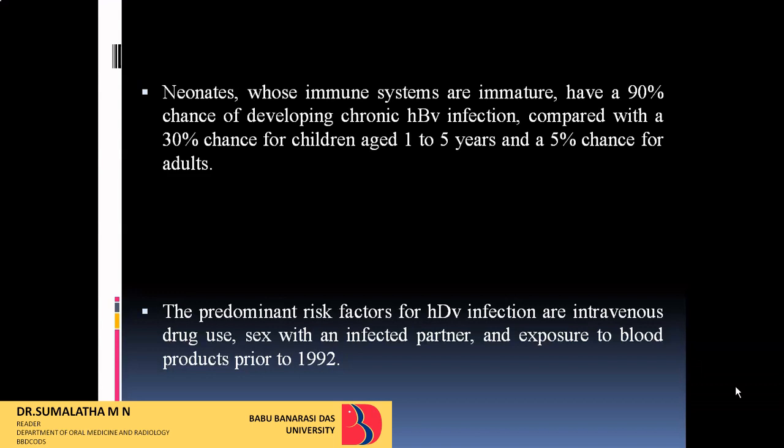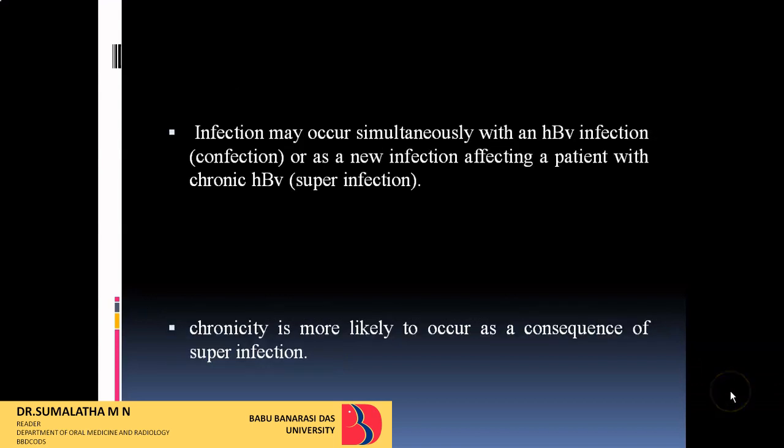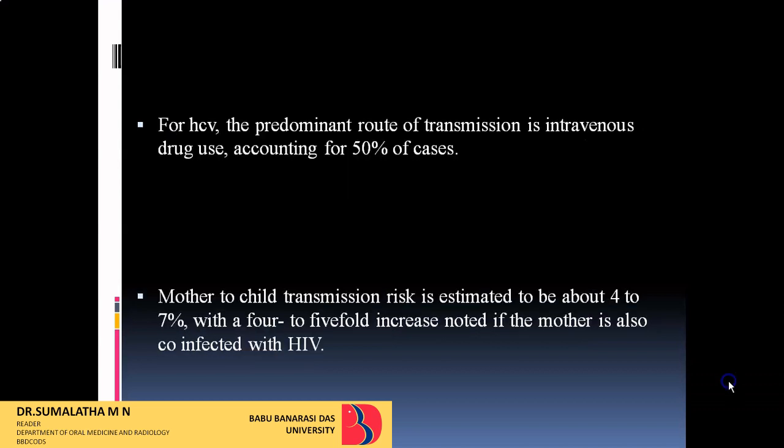The predominant risk factors for hepatitis D infection are intravenous drug use, sex with an infected partner, and exposure to blood products prior to 1992. The infection may occur simultaneously with hepatitis B infection, which is termed co-infection, or it can also occur as a new infection affecting a patient with chronic hepatitis B infection. This is termed superinfection. The chronicity is more likely to occur as a consequence of superinfection.